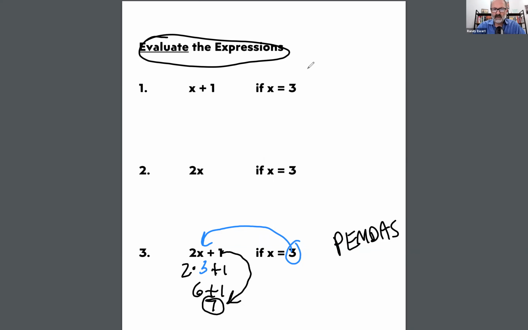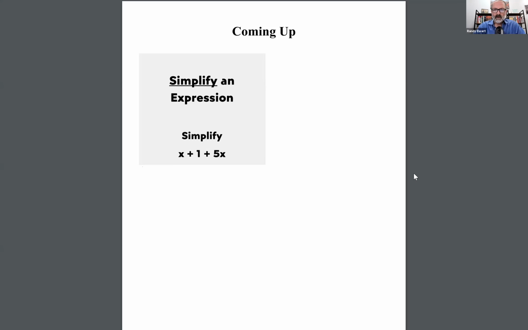Evaluate algebraic expressions. Let's see what's coming up next. In the next video, we're going to work with expressions again, but this time we would be simplifying expressions instead of evaluating. So until then, bye.